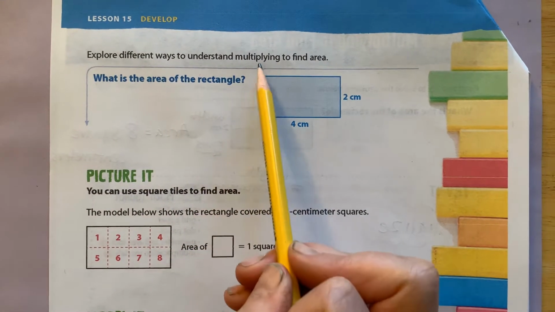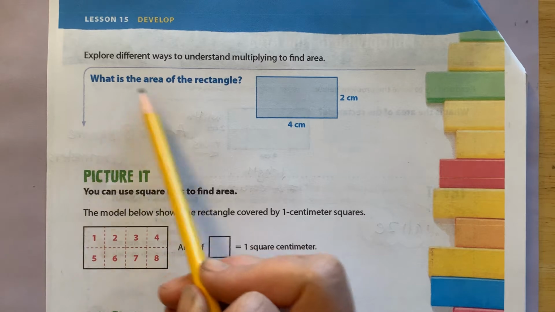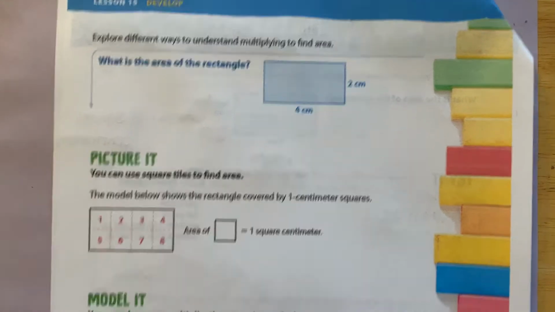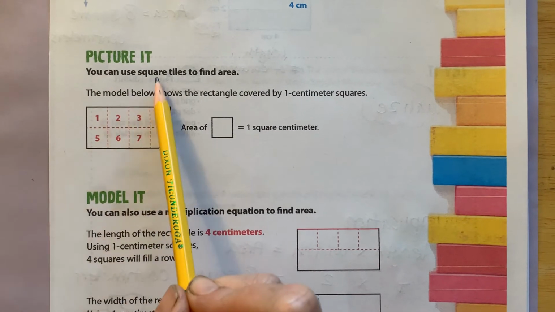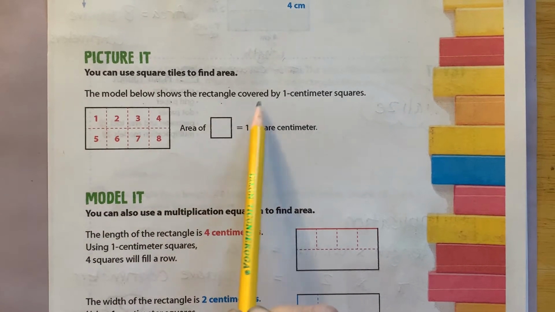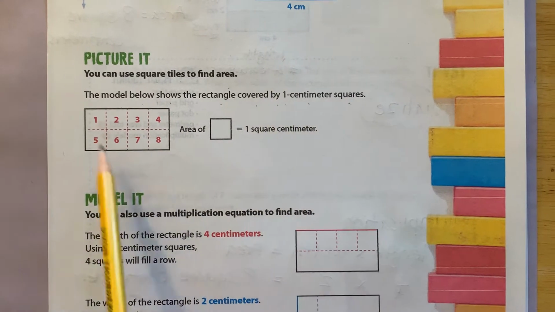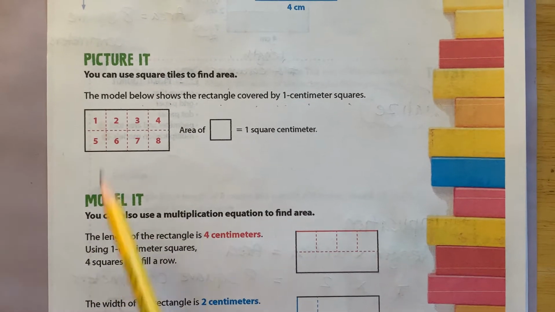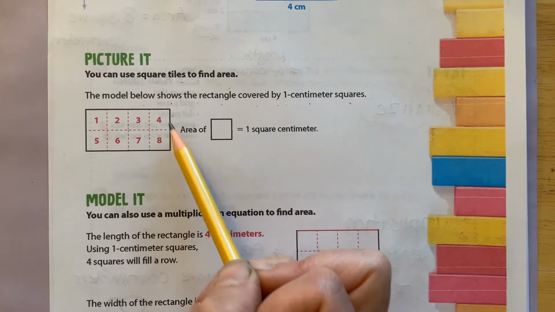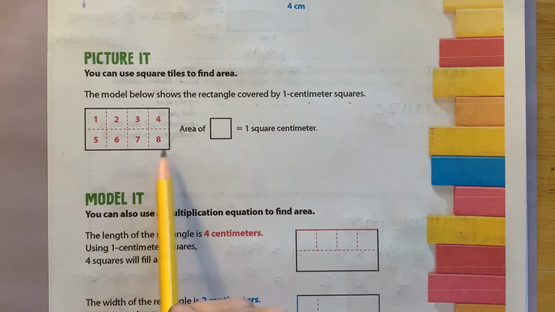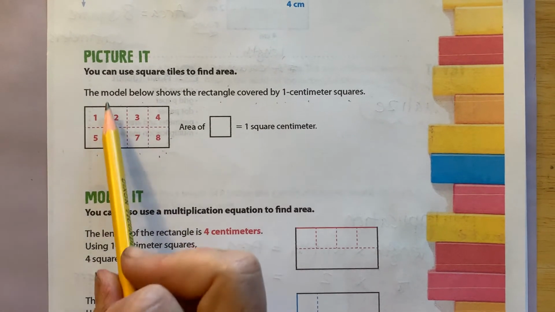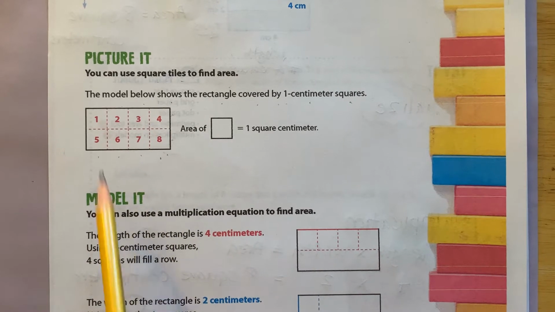Explore different ways to understand multiplying to find area. What is the area of the rectangle? Okay, we already talked about this on the back side. Picture it. You can use square tiles to find area. The model below shows the rectangle covered by 1 centimeter squares. It's kind of the visualizing that we just did. Remember, we sketched in that the width of 2 means there are 2 rows, and our length of 4 meant there were 4 columns. Once you visualize and sketch those in, we can just count the squares.